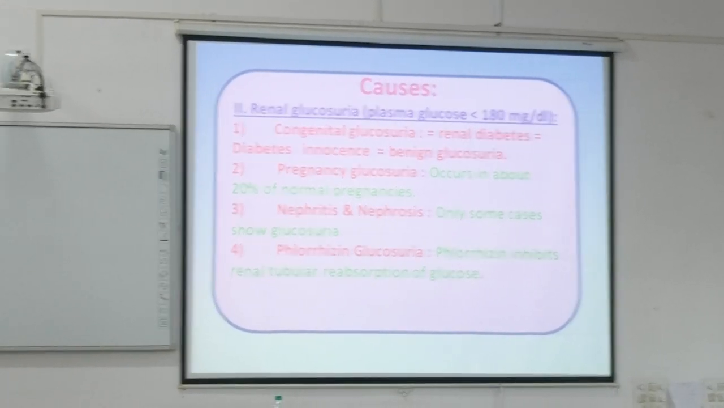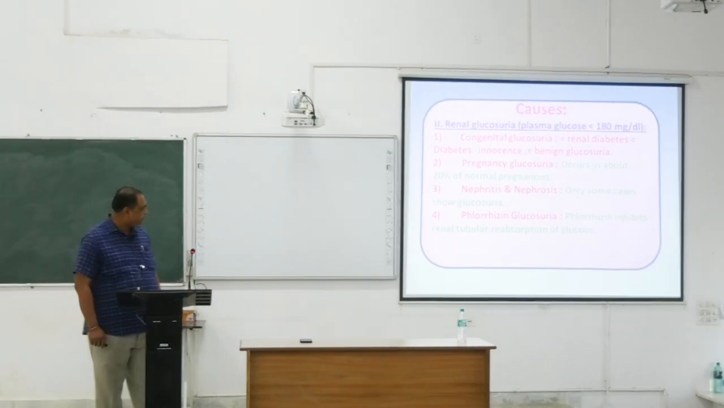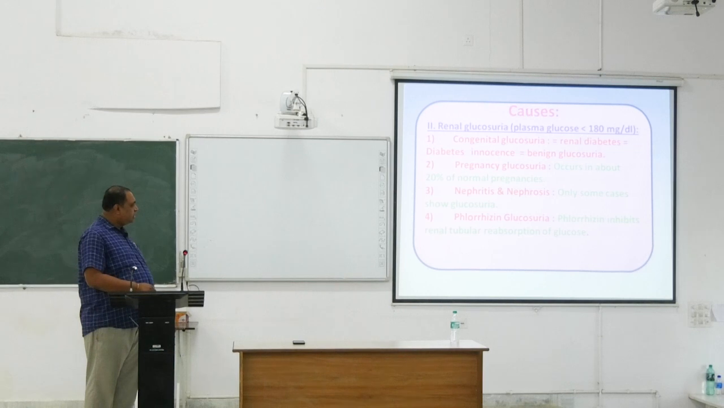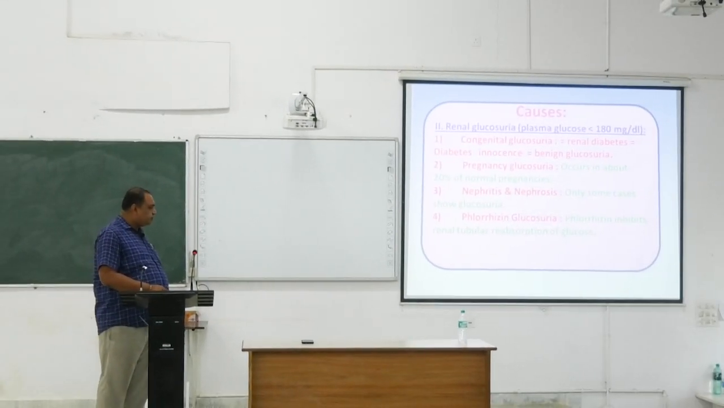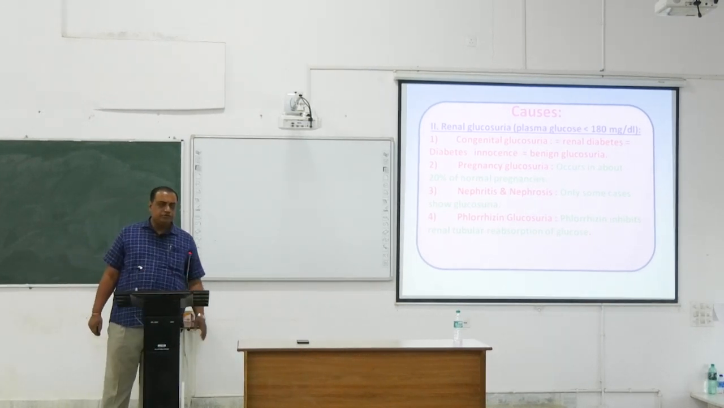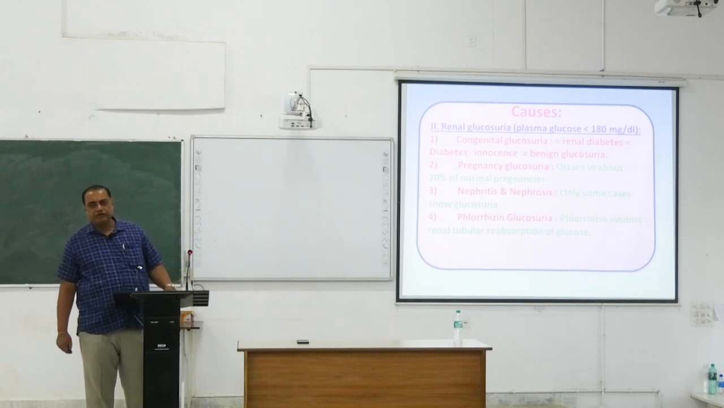Renal glucosuria. All causes related to kidneys. Congenital glucosuria, pregnancy-induced glucosuria, nephritis or nephrosis, fluorescein-induced glucosuria. Fluorescein is a drug which is used to produce artificially diabetic mice in the laboratory for testing purposes. Okay?